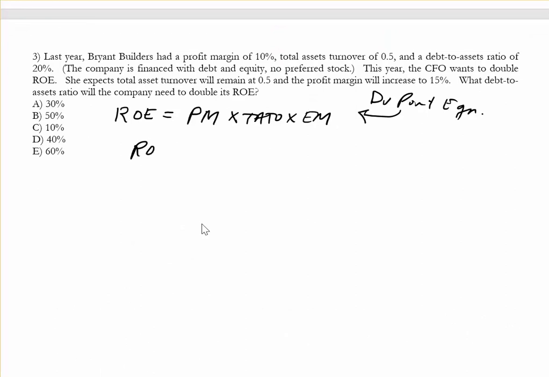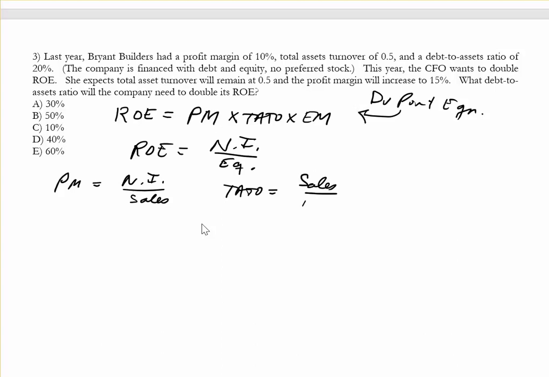We also want to keep in mind what each one of these ratios actually is defined as. Return on equity is defined as net income divided by the book value of equity. The profit margin is defined as the net income divided by the sales of the company. The total asset turnover is the sales divided by the assets. And the equity multiplier is defined as the assets divided by the equity.